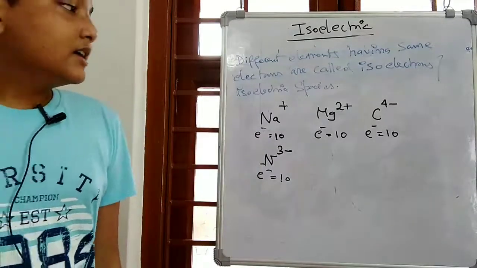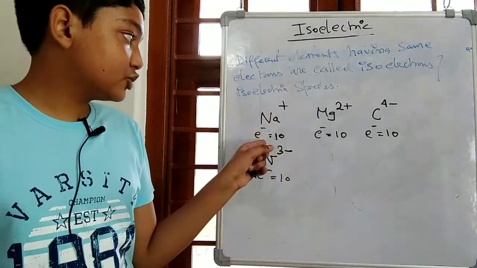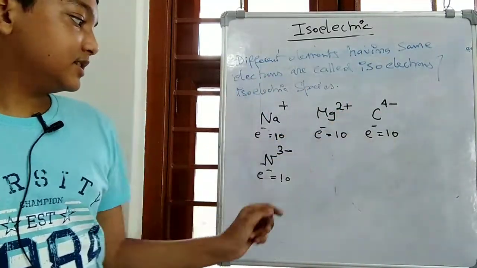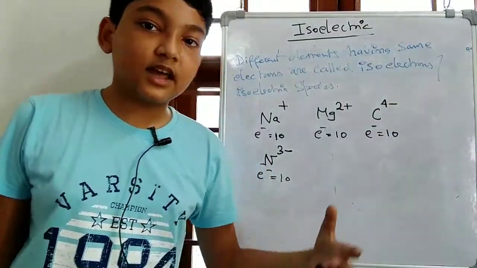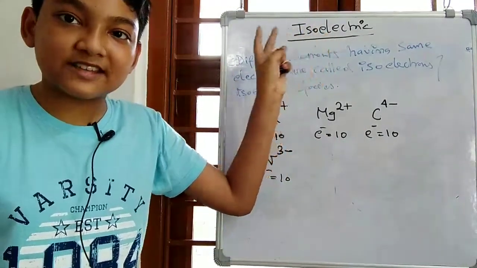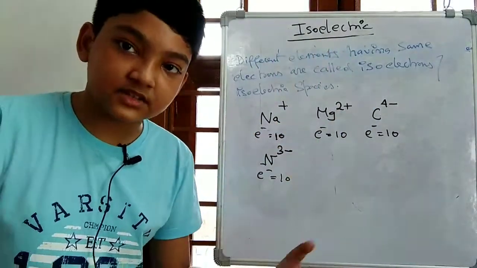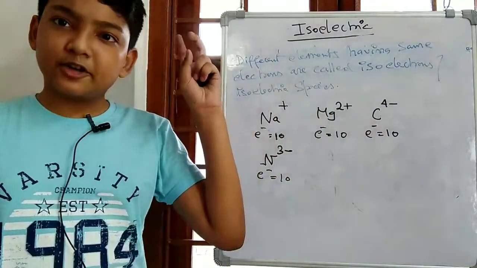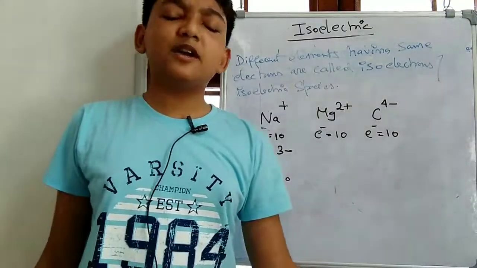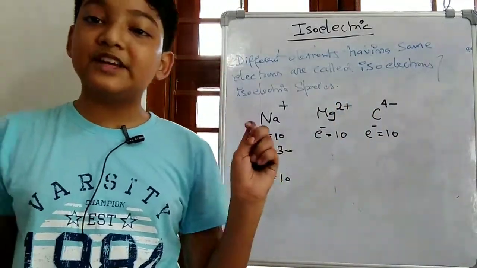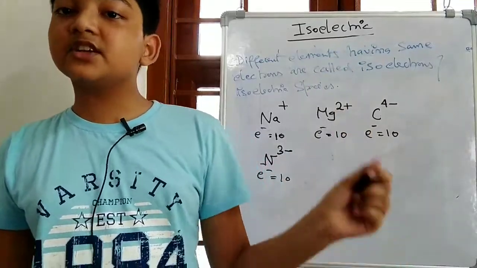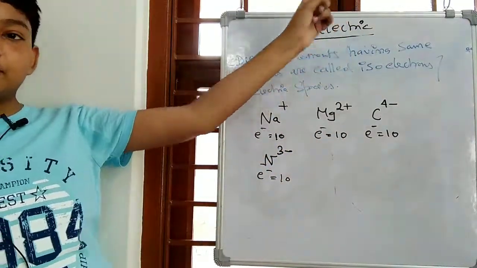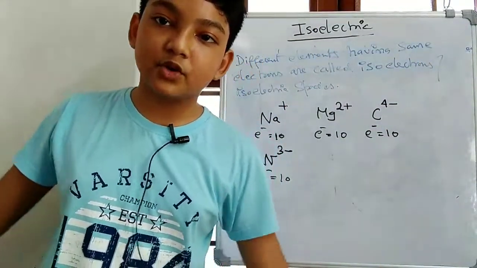So these are some species that have the same number of electrons. Sodium has this, magnesium has this, carbon has this, nitrogen has this. All these have the same number of electrons, which is known as isoelectronic species or isoelectrons. So did you get it? Different species having the same number of electrons are known as isoelectronic species or isoelectrons.